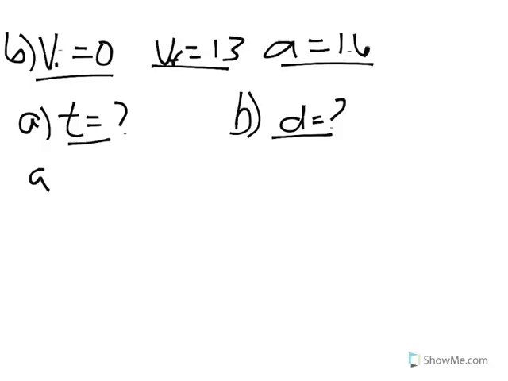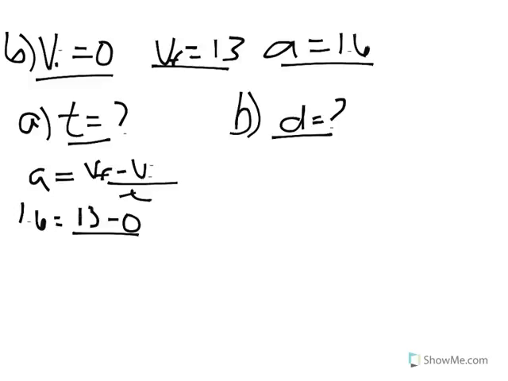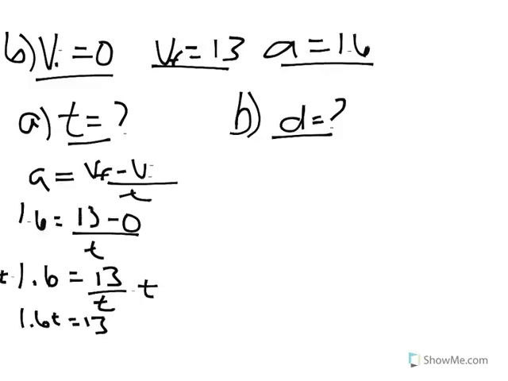So we're going to use a equals vf minus vi over t to find this one. So we plug it in, we get 1.6 equals 13 minus 0 over t. And we have to solve for t, so we get 1.6 equals 13 over t, multiply t up, and then we get 1.6t equals 13, divide by 1.6, and you end up getting 8.125 seconds. Okay, so that's the answer to the first one.